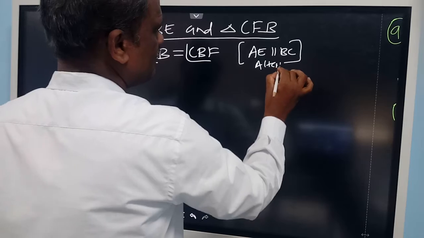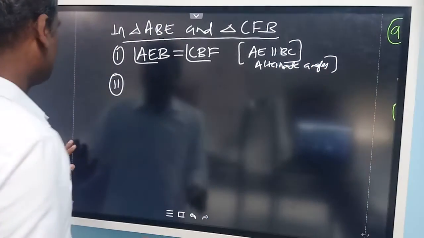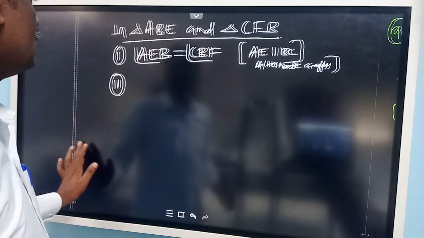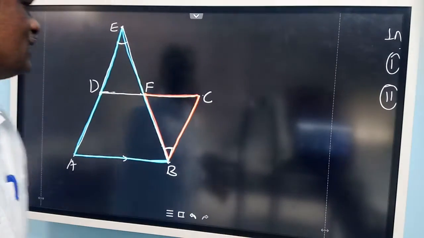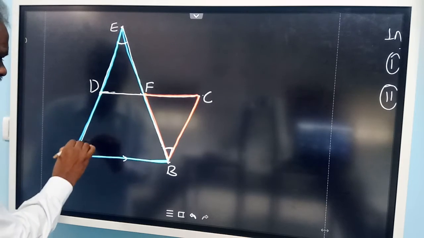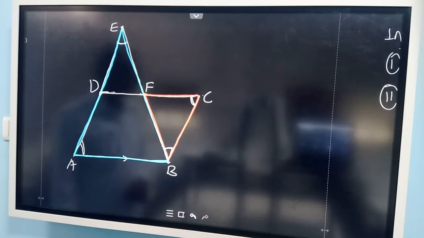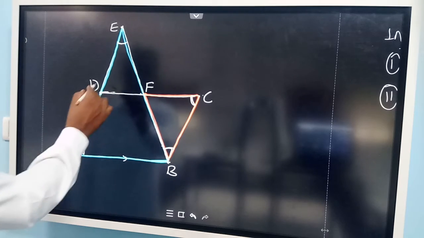So you can write alternate angles. Okay. Then next, one more pair of angles you have to show me in these two triangles. I can write C and A are equal. They are the opposite angles of the parallelogram.